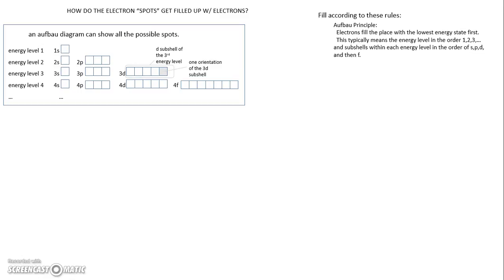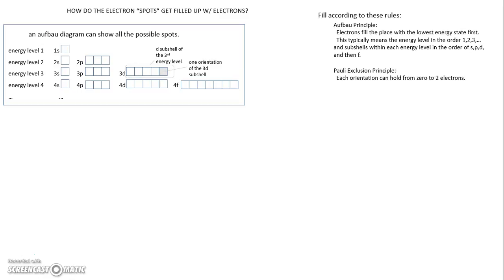This typically means that they fill the energy levels in the order of 1, and then 2, and then 3, and so on with increasing numbers. And then they fill the subshells within each energy level in the order of S, P, D, and then F. Of course, if an energy level just has 2 subshells, say energy level 2 has the S subshell and then a P subshell, there wouldn't be any D or F subshells to fill after that, so it would just go on to the third energy level subshells.